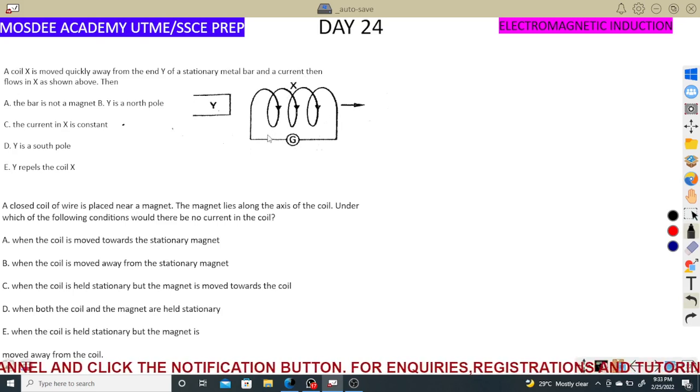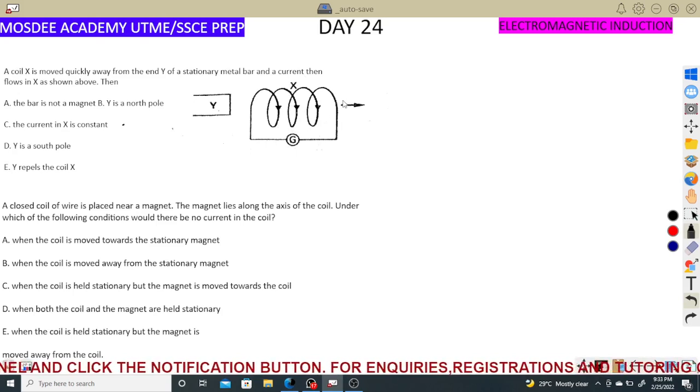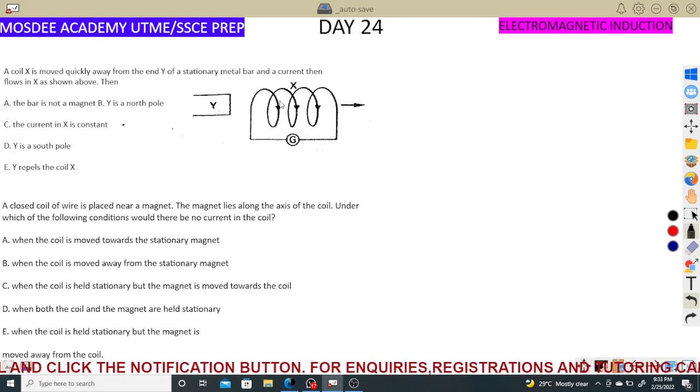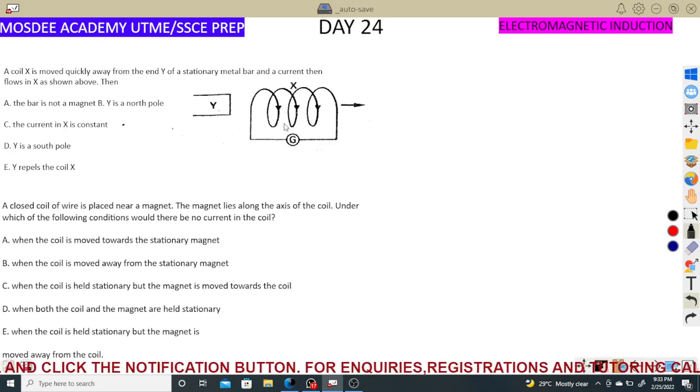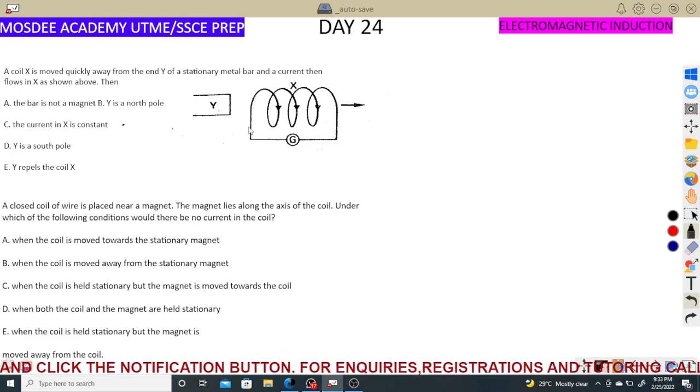I'll be taking you through some questions in electromagnetic induction, which I believe in one way or the other you might have studied in your junior classes. Because this is an O-level set of questions, I will only limit myself to the foundation, which is what you need to pass your examination. Let us start with the first question.